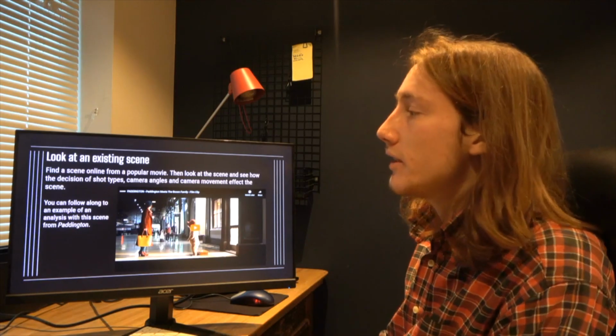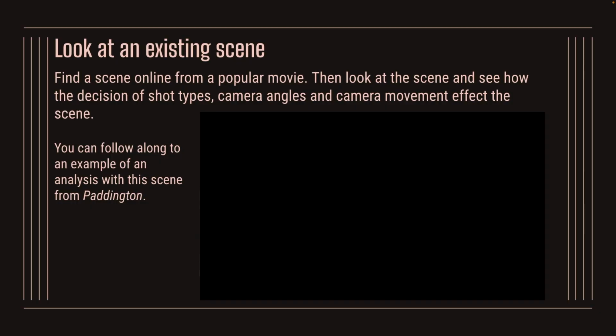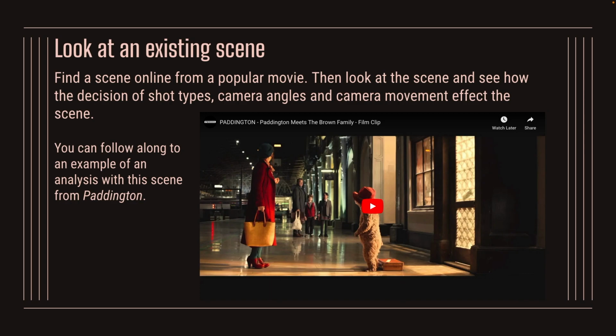The final activity is to look at an existing scene. Find a scene online from a popular movie, then look at the scene and see how the decision of shot types, camera angles, and camera movement affect the scene. You can follow along to an example of an analysis with this scene from Paddington.